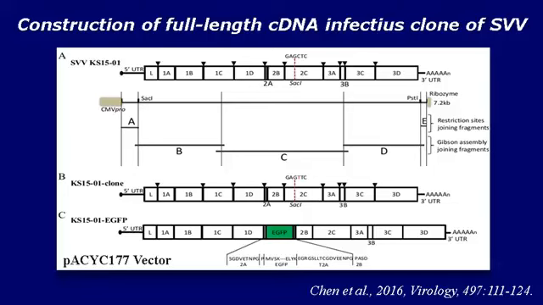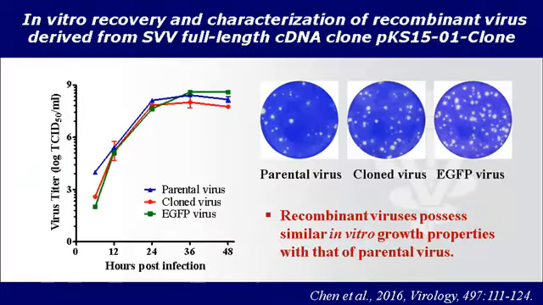To further explore whether we can use this viral backbone to express foreign antigen, we inserted the green fluorescent protein into the viral genome. Viable recombinant viruses were recovered from cell culture, and they showed similar growth kinetics to the parental virus.